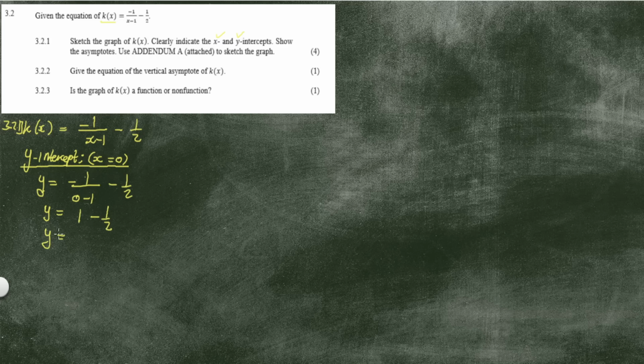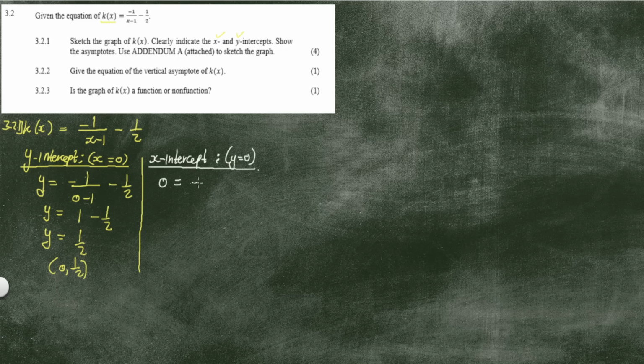Y is equal to 1 minus a half. That gives us a positive half. So the coordinate is going to be 0 and a positive half. And then we work out the x-intercept as well. The x-intercept, that is y equal to 0.